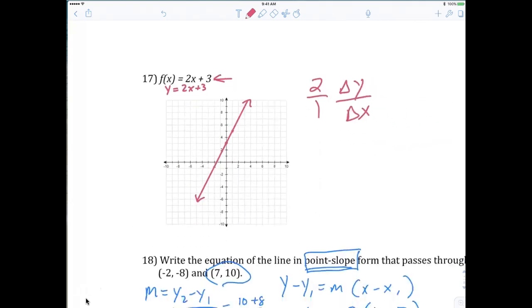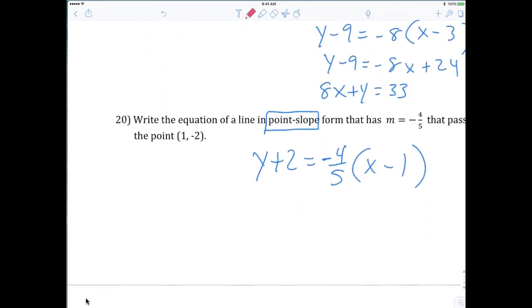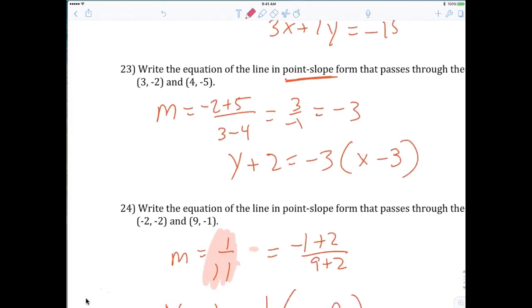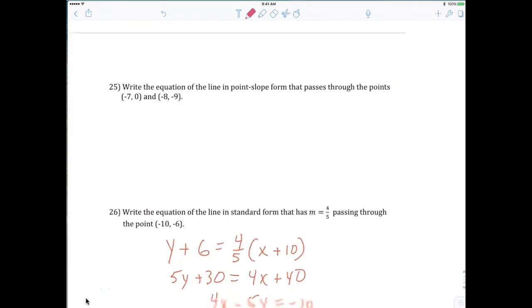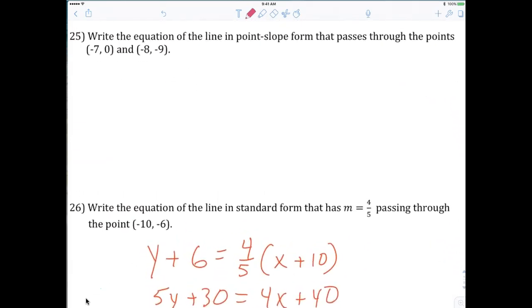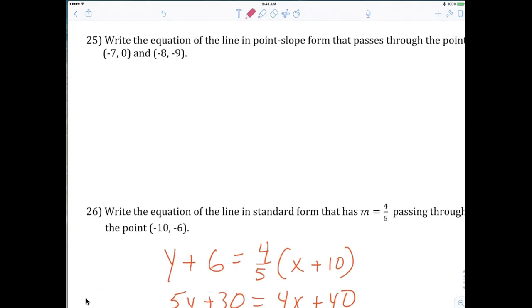All right, here we go. 18 was already done. 19 was already done. 20, 21, 22, 23. Okay, here we go. 25. Write the equation of the line in point slope form.